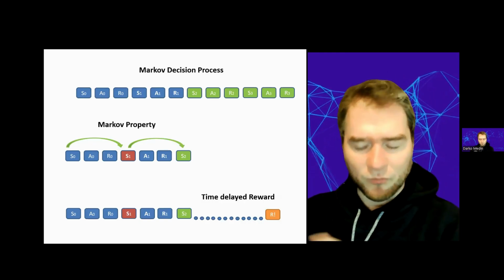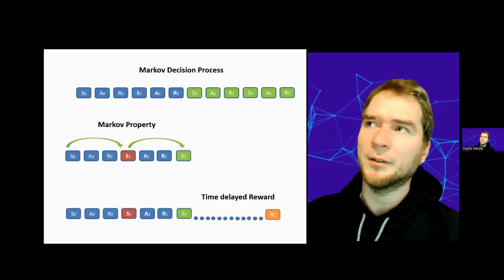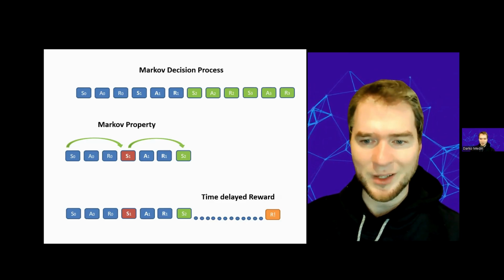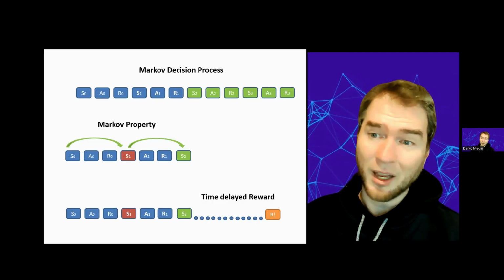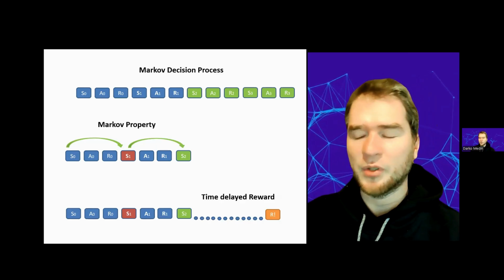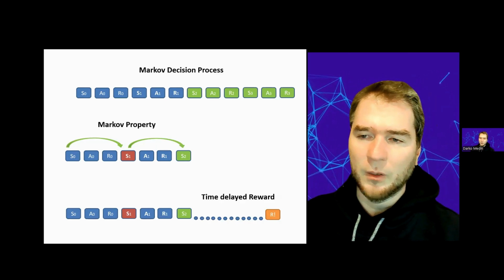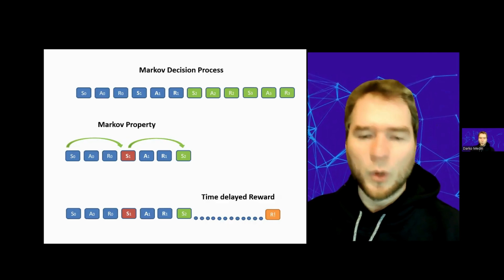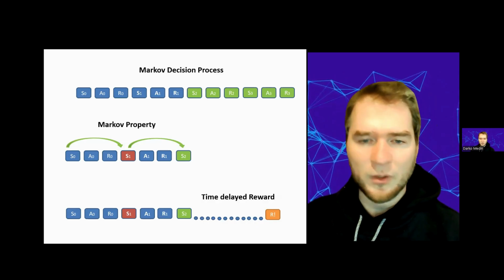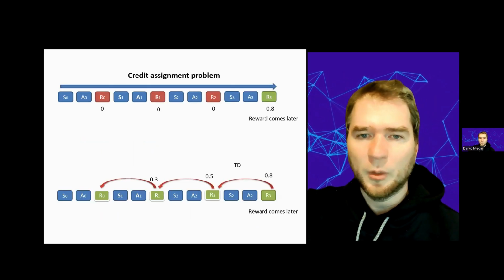Then another important aspect, which we also saw in the mouse maze example, is the time delayed reward. The time delayed reward and rewards in general are some of the most important aspects in reinforcement learning. The better the reward system, the better the reinforcement learning system. It's one of the core and key components.